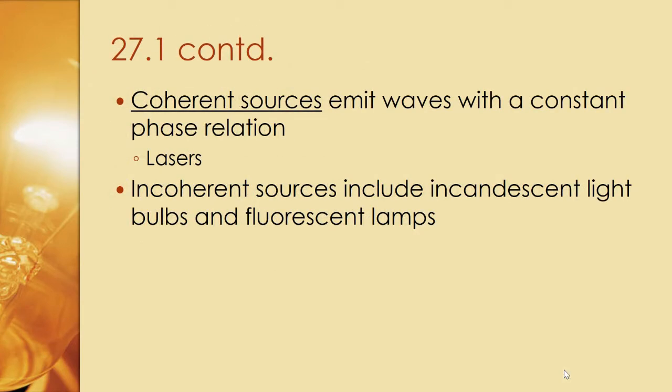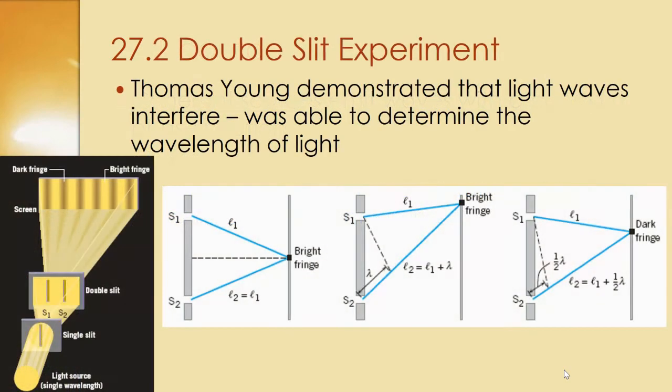All right, so just some vocab. A coherent source is something that emits waves that have a constant phase relation. So they're always in phase, for example. That is a laser. You can tell that looking at the light coming out of a laser, that light looks very different from the light coming out of the light bulbs in your house. Those would be incoherent sources, we would say, but something like a laser would be a coherent source.